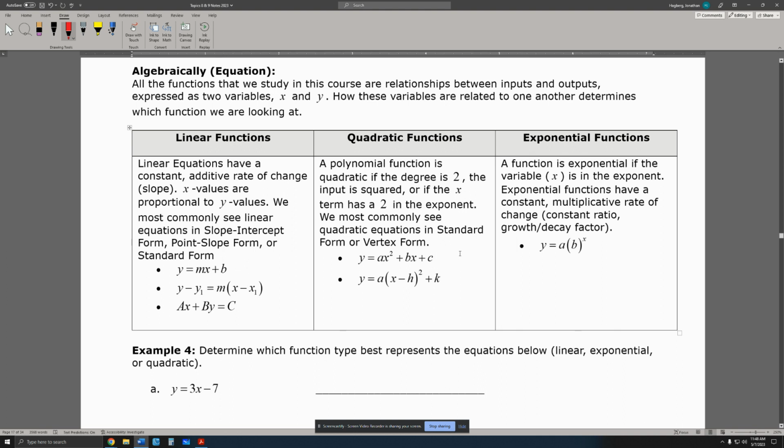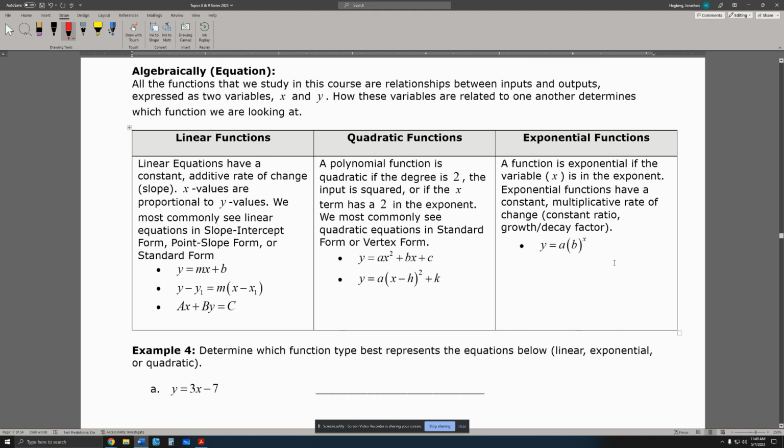Quadratics, on the other hand, are polynomial functions of degree 2, where the input x is squared, or the x has a 2 in the exponent. Okay? We see these in one of two forms: in standard form, ax squared plus bx plus c, or in vertex form, which is a times the quantity x minus h squared plus k. But in both of these examples, notice that we have a 2 in the exponent. This represents a quadratic function.